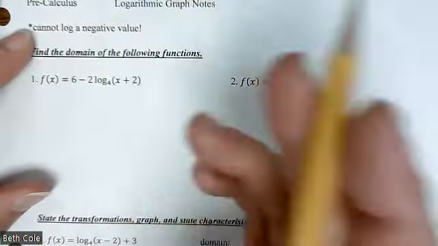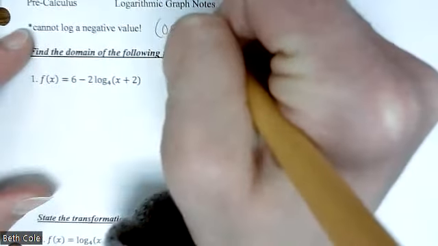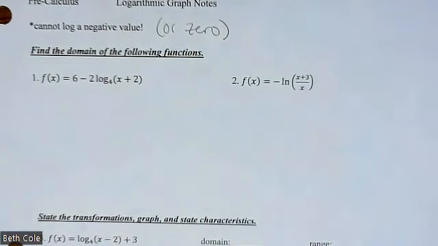You cannot log a negative value or zero. I should have put that on there. You can't log negatives or zero. Here's the reason why. 2 to what power will give you 0, like a result of 0? There isn't one. Or 2 to what power would give you a negative? You just can't do it. Mathematically, it is not possible, right?